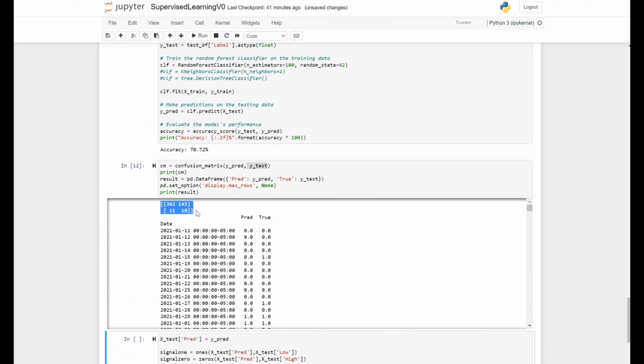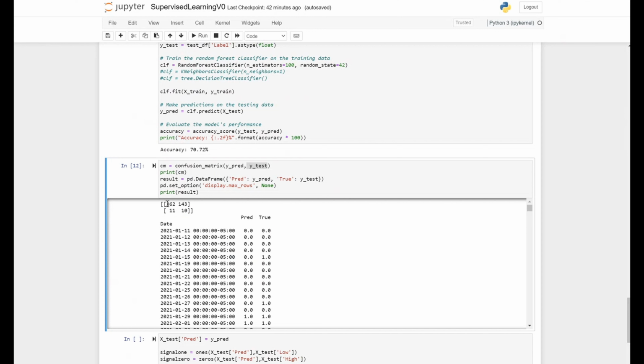Okay, so here we get this 2x2 confusion matrix. What does this mean? Let's first look at the first row of this matrix. The first row represents what the model predicted as 0. The second row represents what the model predicted as 1. Remember that 1 represents a good day, and 0 represents not a good day. So again, the first row represents what the model predicted as 0, and the second row represents what the model predicted as 1.